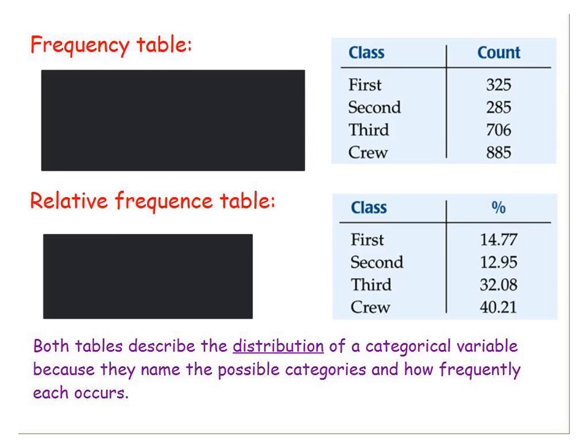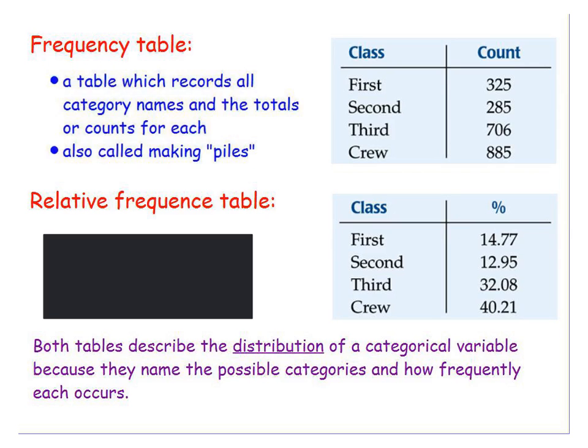So the first vocab word we have is a frequency table. This is a table that records all the category names and the totals or counts for each. This data is actually revolved around the Titanic. So it shows the different classes for the passengers, including the crew, and then how many people were in each group. This is also called making piles. This is what we use as a basis for our bar graphs. We organize our information into a table, and then we can easily translate it over to a graph.